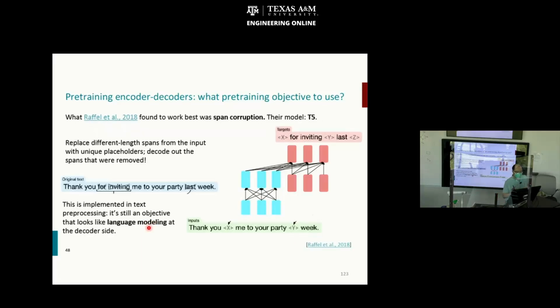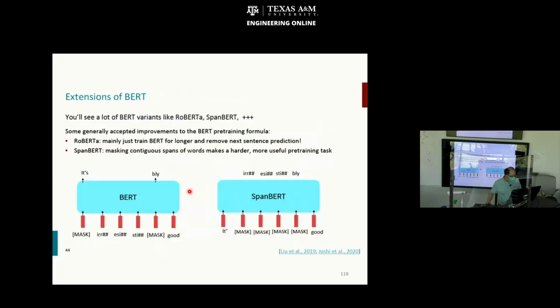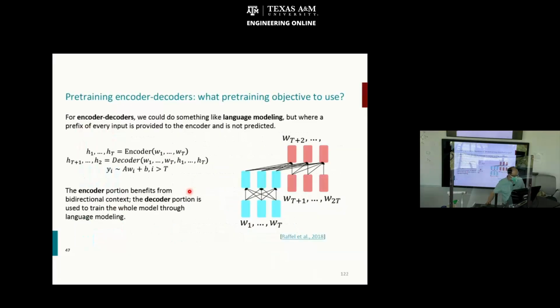So specifically, what do we do? In one paper, one way to do this is called span corruption. It's very interesting, and T5 is using this kind of pre-training. So they have the encoder and the decoder. This is what they do: they replace different length spans from the input, like SpanBERT to some extent.